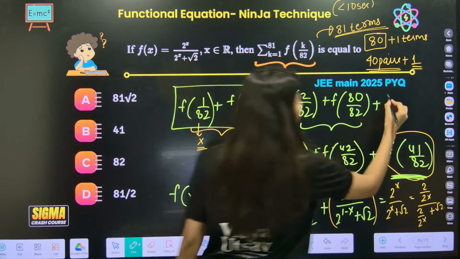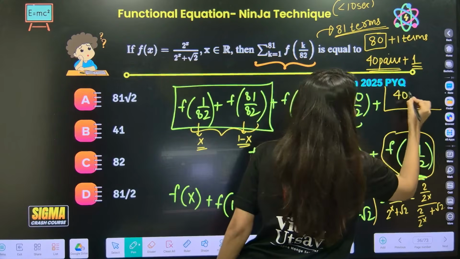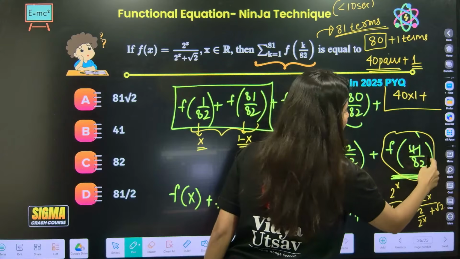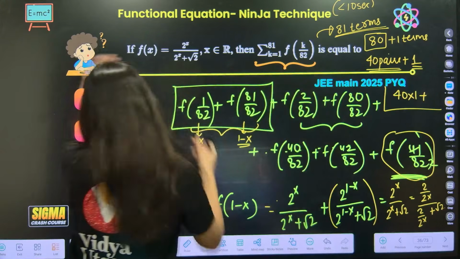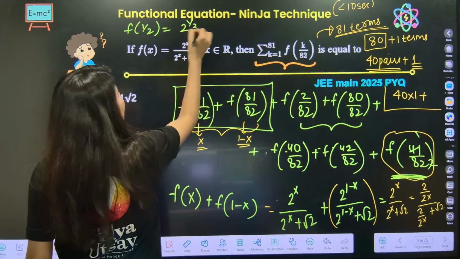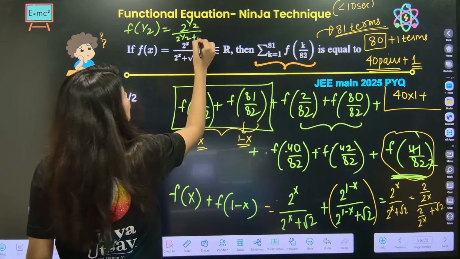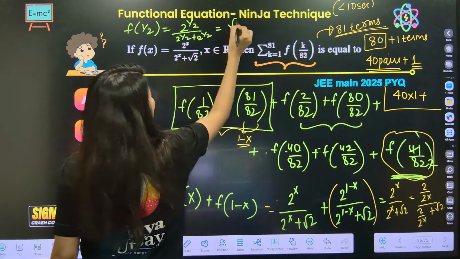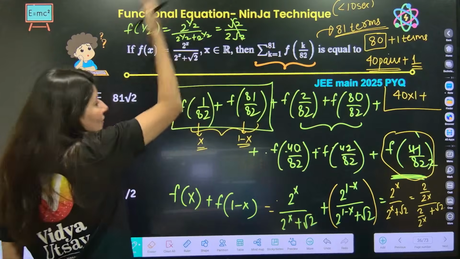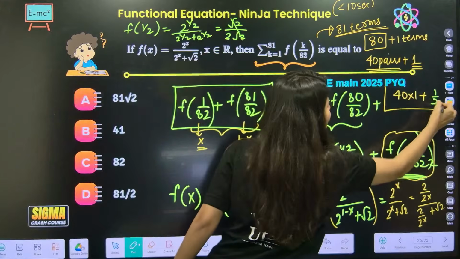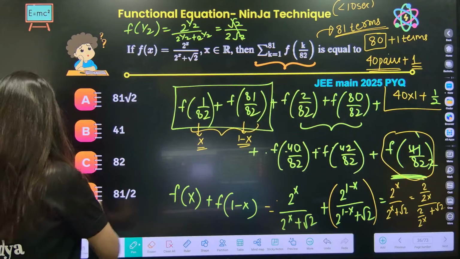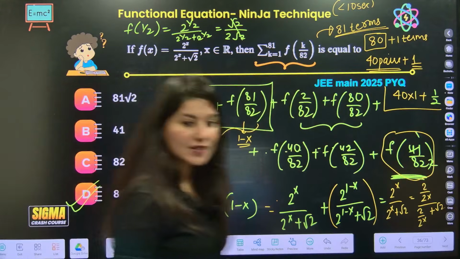So the answer will be what? Tell me. 40 multiplied by 1, plus that one last term is pending. By the way, this is f of half. F of half you just need to calculate. F of half over here is 2 power half upon 2 power half plus 2 power half only. Okay, so root 2 upon root 2 plus root 2, that is 2 root 2. So f of half is coming out as half. So the answer is 40 plus half. Everybody, 40 plus half is 81 by 2. Option D is absolutely right.